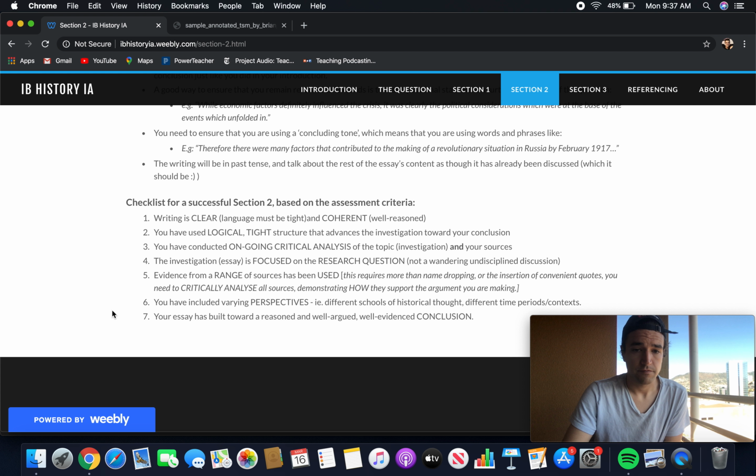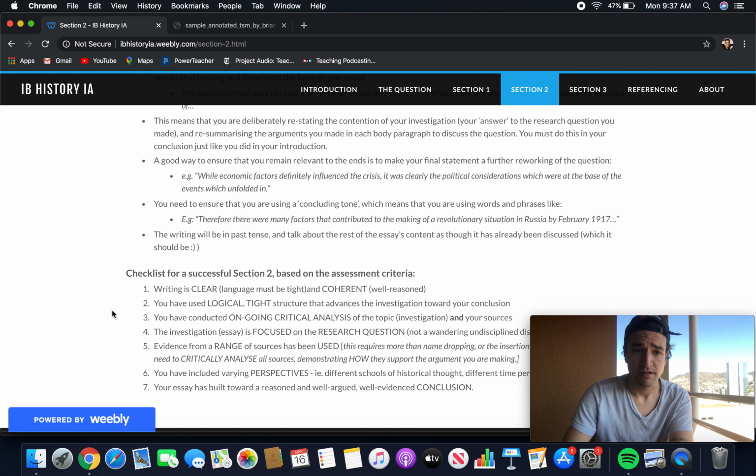Number 5, evidence from a range of sources has been used. This requires more than name dropping or the insertion of convenient quotes. You need to critically analyze all sources, demonstrating how they support the argument you are making. You have included varying perspectives, i.e. different schools of historical thought, different time periods, etc. And number 7, your essay is built toward a reasoned and well-argued, well-evidenced conclusion.